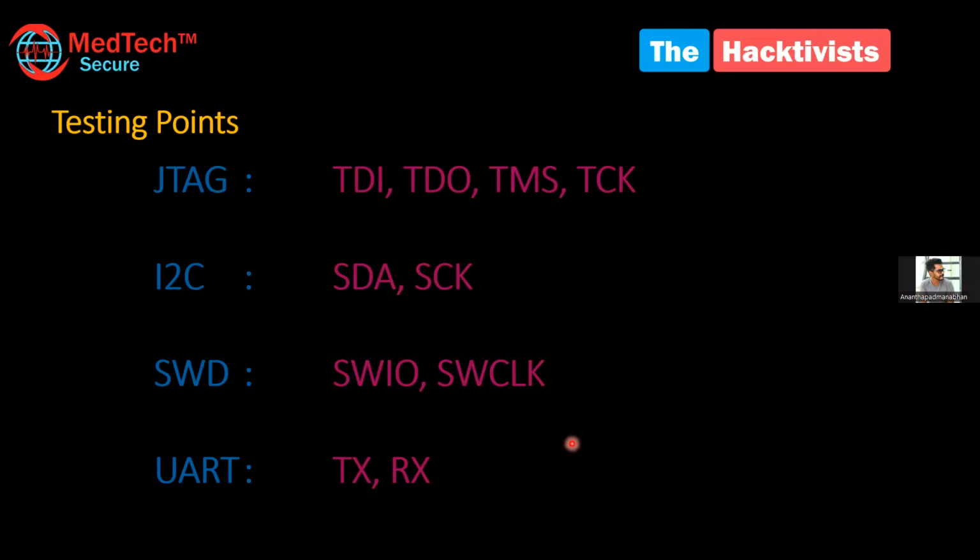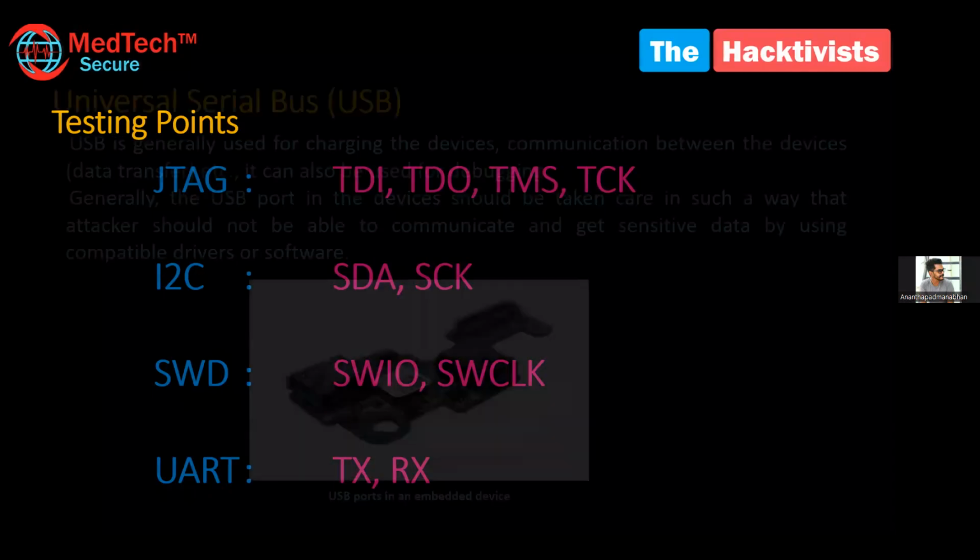Along with this, as I mentioned earlier, ground and voltage are mandatory. It is a kind of default for all these protocols. Regardless of which protocol is being used, we need to find out the ground and voltage. So this is regarding the various testing points of the protocols that are used in most of the common ones in IoT devices.